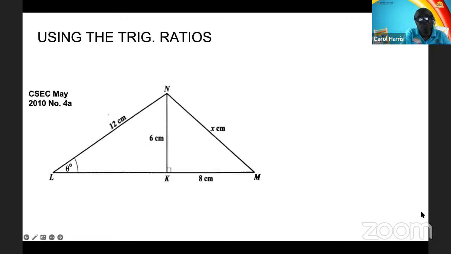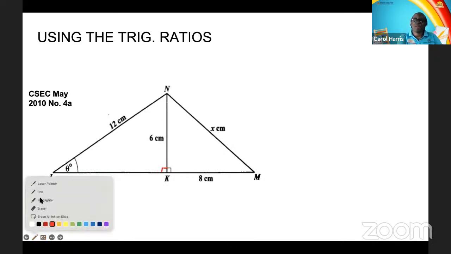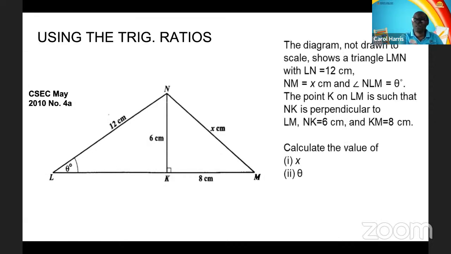Yes, we have right angles formed. Why do we know a right angle is formed? What's the key word in the question that told us that a right angle is formed? Suppose I didn't look at the wording of the question, they told us that NK is perpendicular to LM. Good, perpendicular. So the fact that they tell us that NK is perpendicular to LM, I will know automatically that angle NKM would be 90 degrees, and also angle NKL will be 90 degrees. So two right angle triangles are being formed.